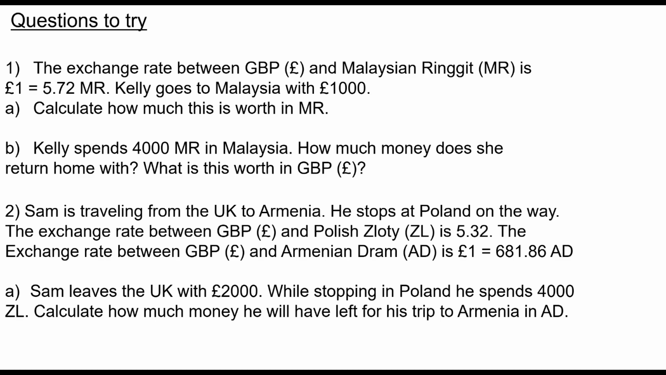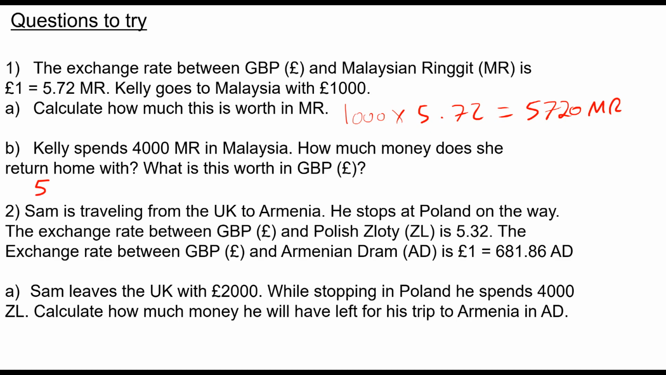So for the first question, we want to change pounds into Malaysian ringgit. So we need to do 1,000 times 5.72, which gives you 5,720 Malaysian ringgit. Kelly spends 4,000 Malaysian ringgit while in Malaysia. How much money does she return home with? What is this worth in pounds?